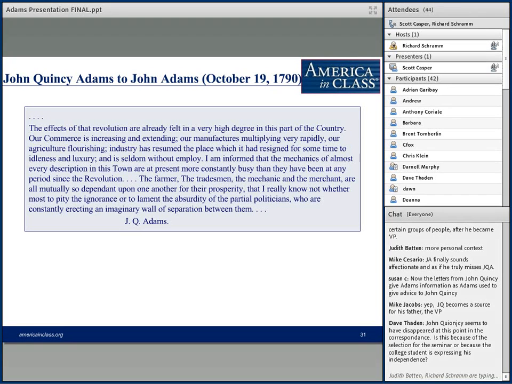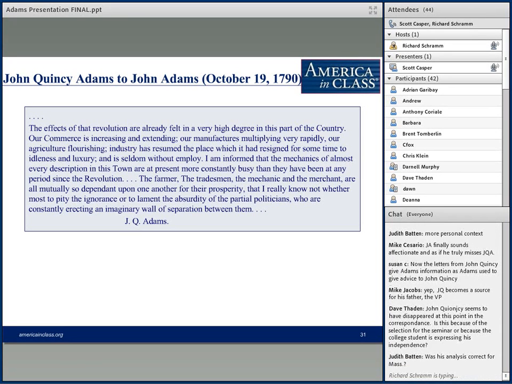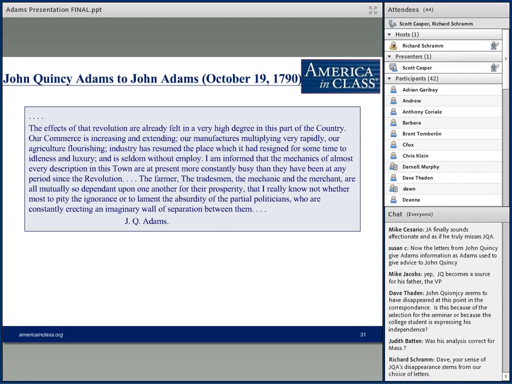I am informed that the mechanics of almost every description in this town are at present more constantly busy than they have been at any period since the Revolution. The farmer, the tradesman, the mechanic, and the merchant are all so mutually dependent upon one another for their prosperity that I really know not whether most to pity the ignorance or lament the absurdity of the partial politicians who are constantly erecting an imaginary wall of separation between them."